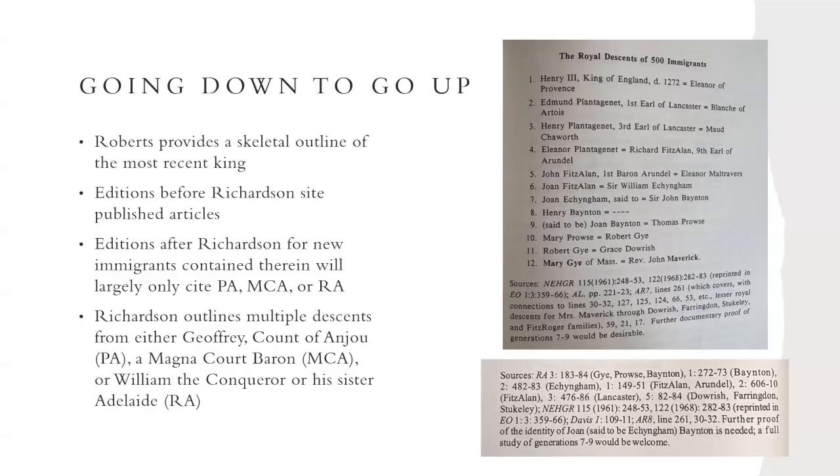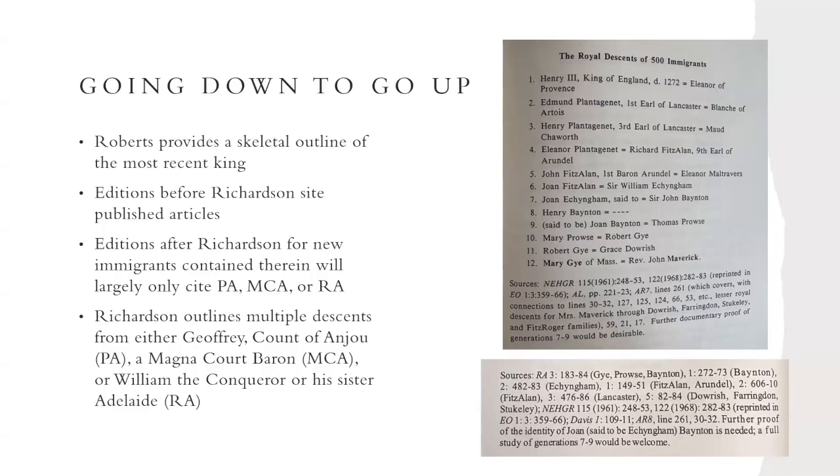So for my own bastard line, I descend from the Gateway Mary Guy Maverick of Dorchester, Massachusetts. In Roberts's first edition, he outlines the descent back to King Henry III in an entirely legitimate line. The lower image shows the sources he gives in the Royal Descents of 900 Immigrants. Roberts points out that further proof of generations 7 to 9 would be desirable, and he has 2 instances of said to be in this lineage. However, he also notes that lesser royal descents through Dowrish, Farrington, Stukely, and Fitzroger families are summarized in Ancestral Roots by Weis.